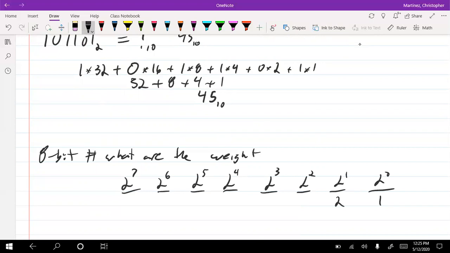2 times 1 is 2. 2 times 2 is 4. 2 times 4 is 8. 2 times 8 is 16. 2 times 16 is 32. 2 times 32 is 64. And 2 times 64 is 128. So that way you can kind of figure out what your weights are going to be.